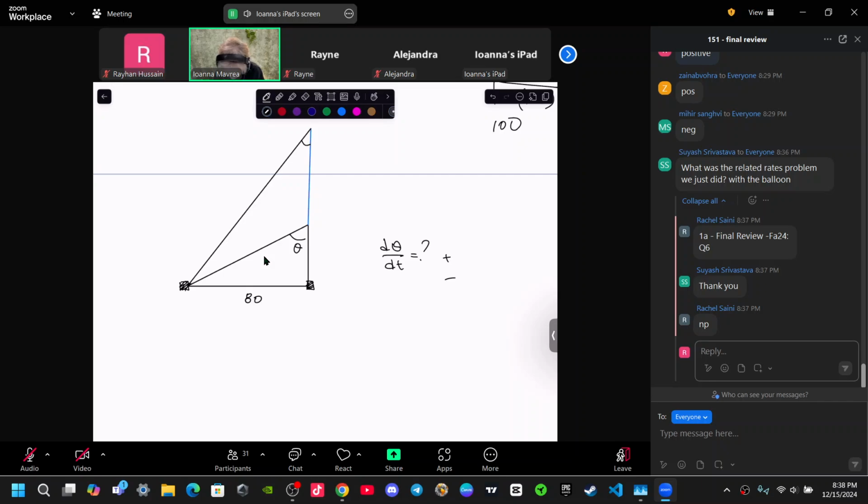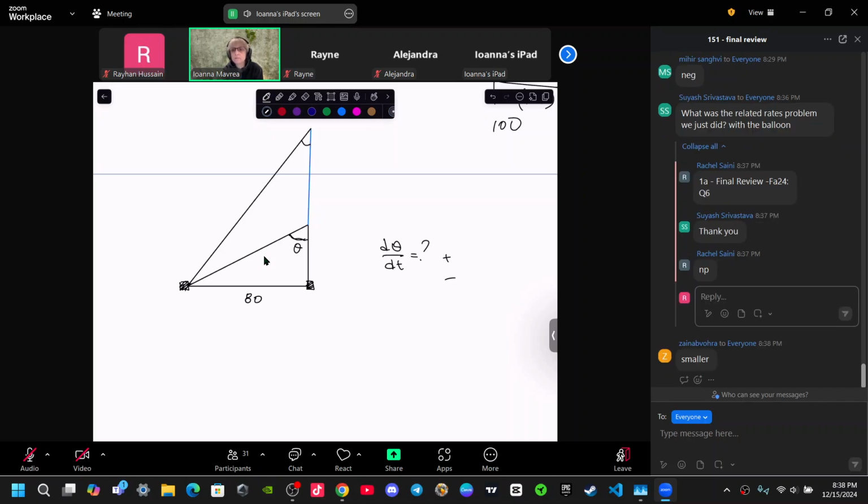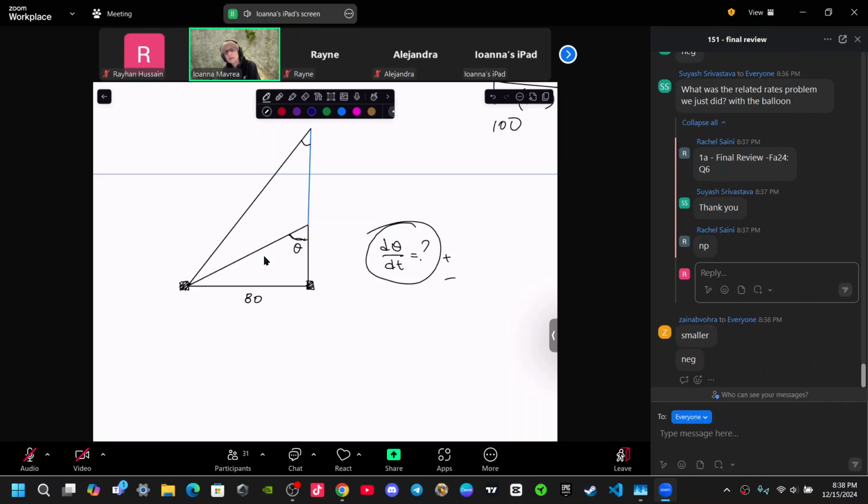Do you think this theta is the same as that theta? Is it smaller or is it larger? How did it change? What does it look like? Definitely smaller. So what do you think is the sign of this derivative? It's negative.